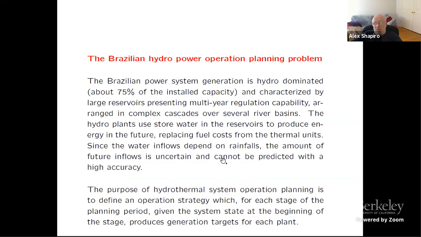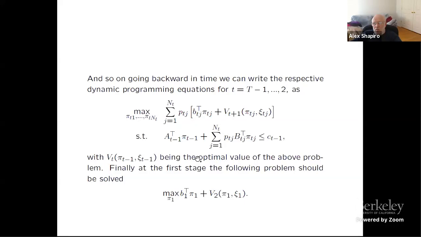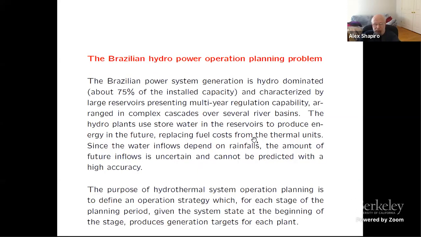And it works. Why? I don't know. It works even when the discount factor is very close to 1. I have a few minutes left.